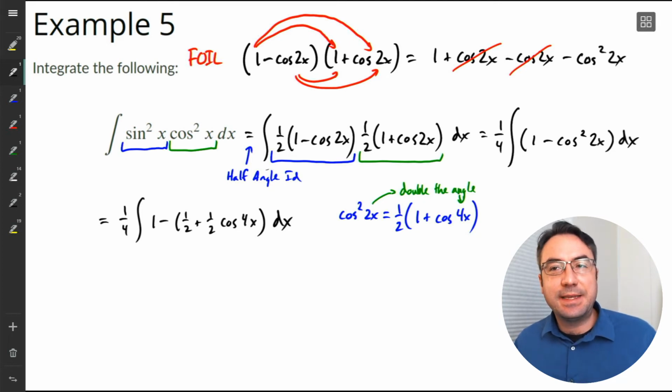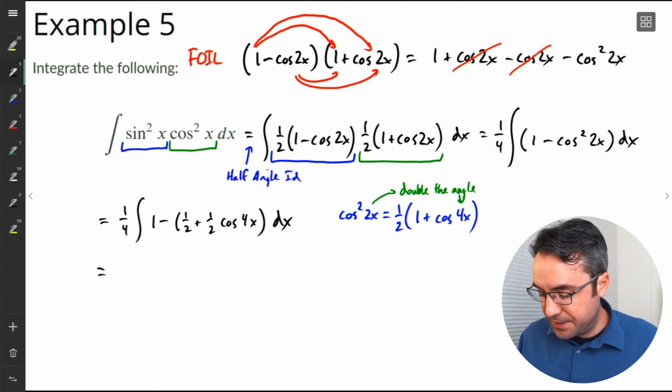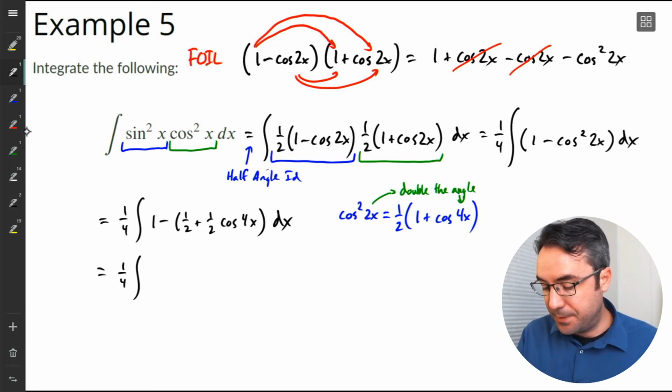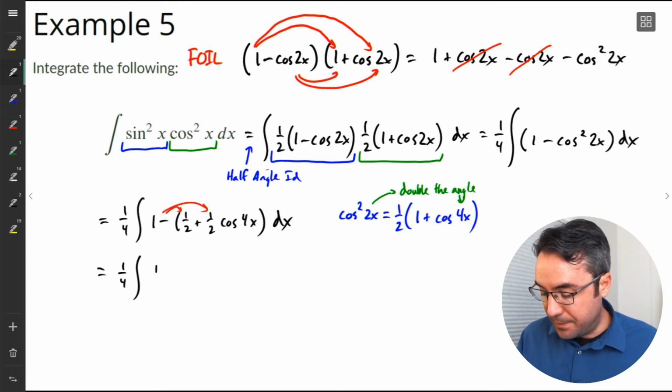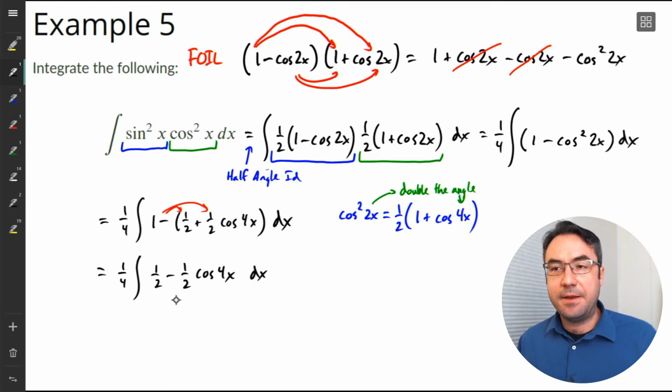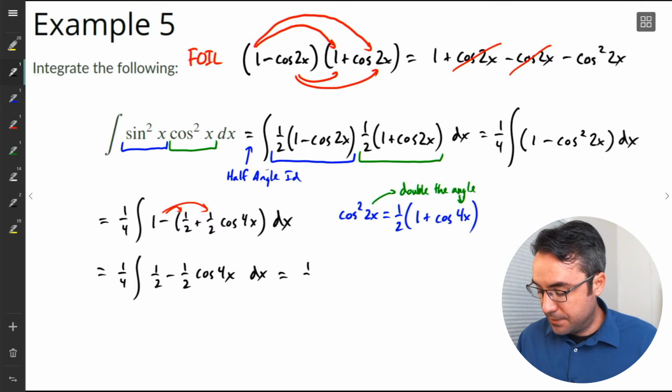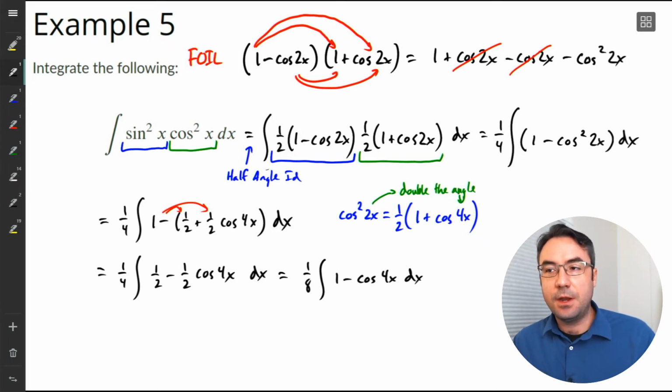But let's actually simplify it down just to make the integration a little bit easier. So when we do that, we're going to distribute the minus here. So 1 minus 1/2 is going to be positive 1/2, and then we end up with minus 1/2 cosine of 4x. And then, it doesn't hurt, let's factor out the 1/2 and we'll multiply it with the 1/4 in front. So that'll give us 1/8 times 1 minus cosine of 4x. All right, so that's looking pretty good.